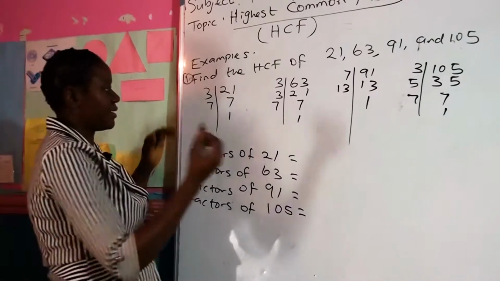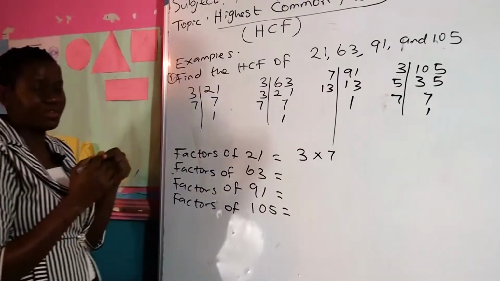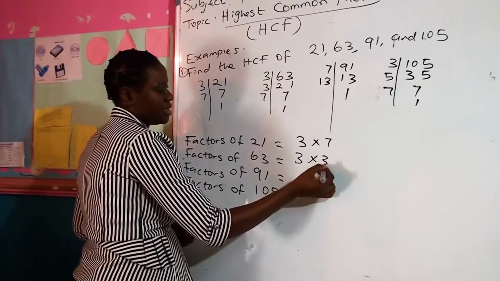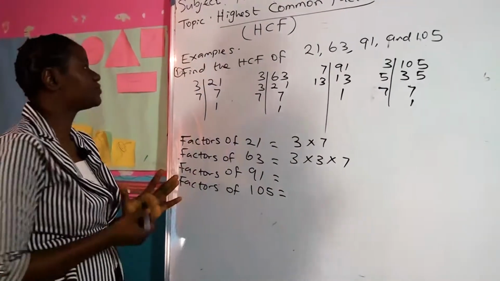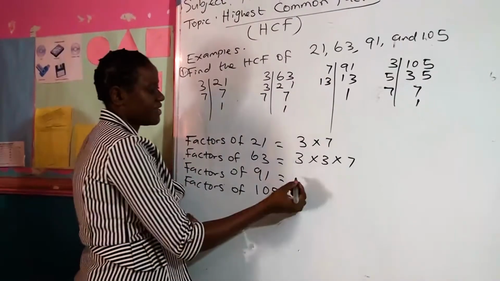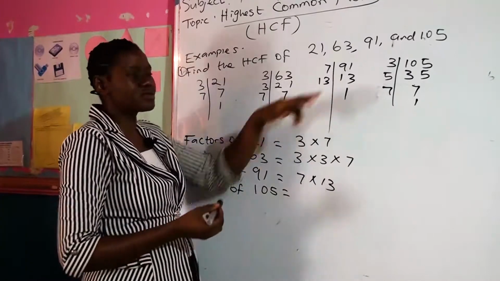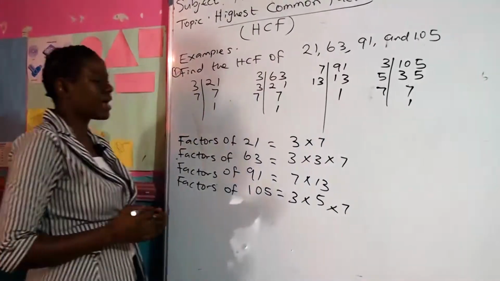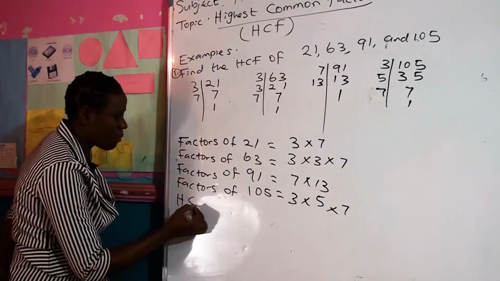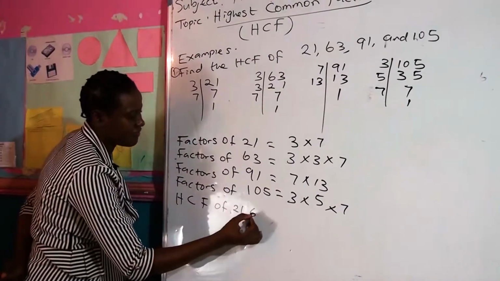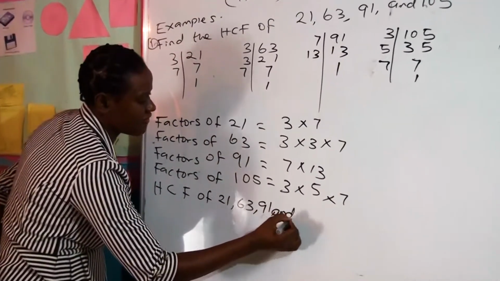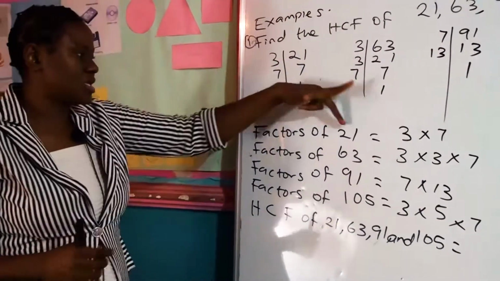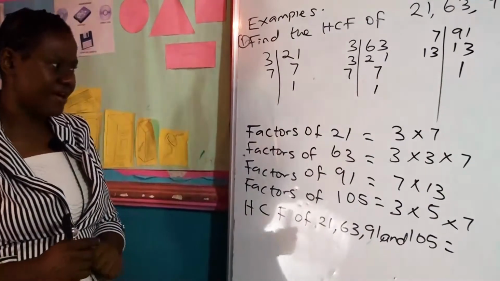The factors of 21 here are 3 times 7. Factors of 63: 3 times 3 times 7, which could also be 9 times 7. Factors of 91, we have 7 times 13. Factors of 105, we have 3 times 5 times 7. Now, remember we are looking for the highest common factor. The highest factor that is common to 21, 63, 91, and 105.